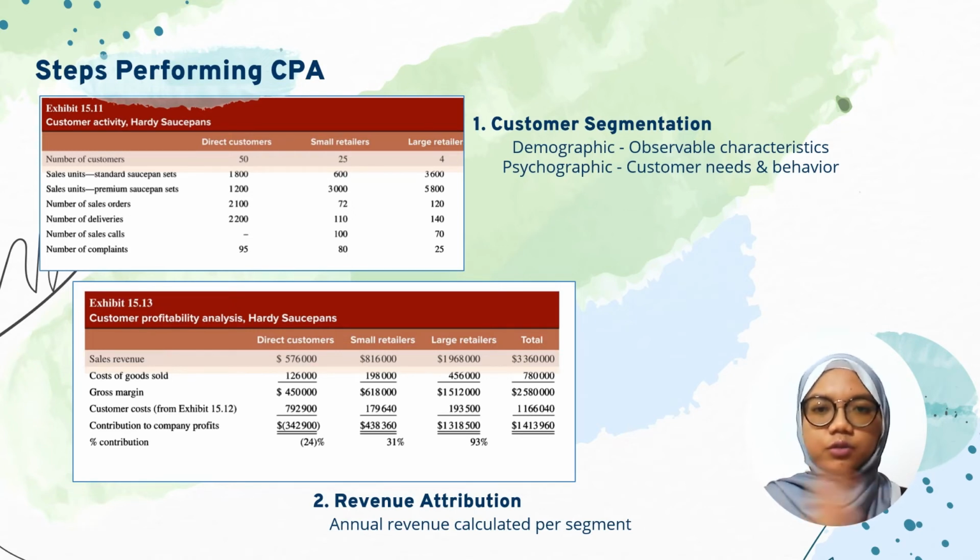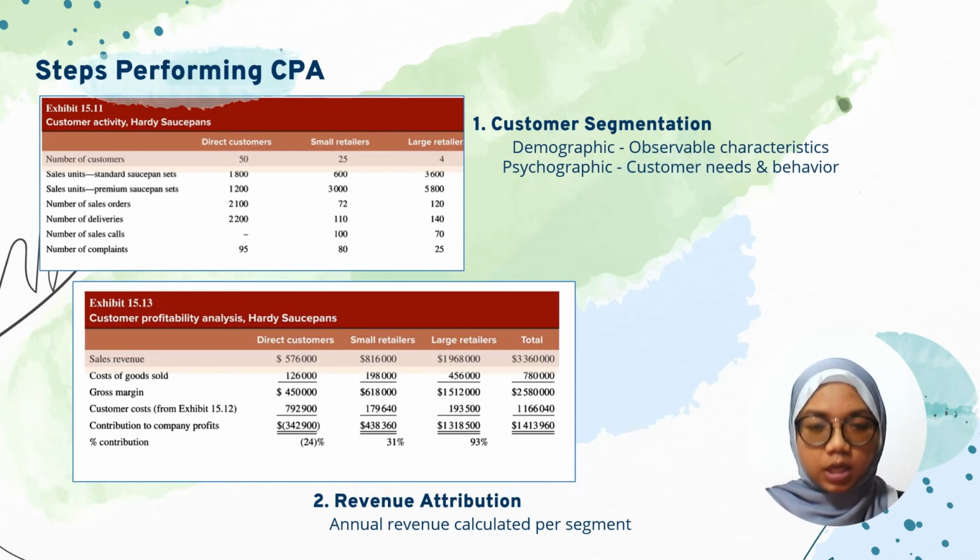As for demographic, it will emphasize the observable characteristics such as the geographical area, age, and also the income level of the customer. As for the psychographic, it is in regards to the customer needs and behavior, which consists of their interests, values, and attitudes. According to Hardy Saucepan, they have identified their customers in 3 groups: direct customers, small retailers, and large retailers. These 3 groups have different volumes of activities and result in different levels of customer cost.